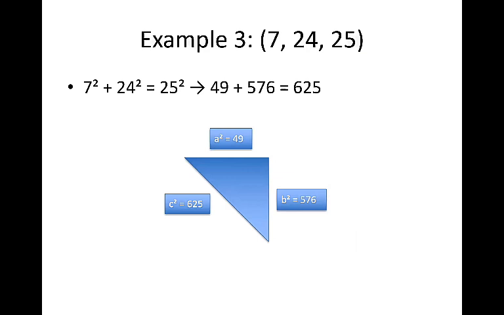In order to check this, we have to add first the two areas, which are side A and side B. So 49 plus 576 is equal to 625. So this proves that the Pythagorean triples are perfect.